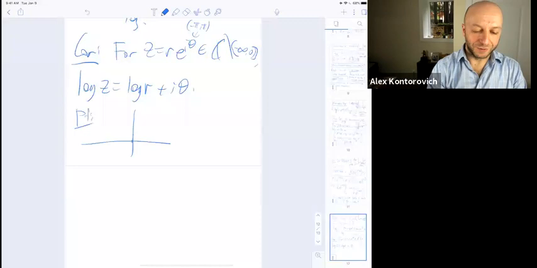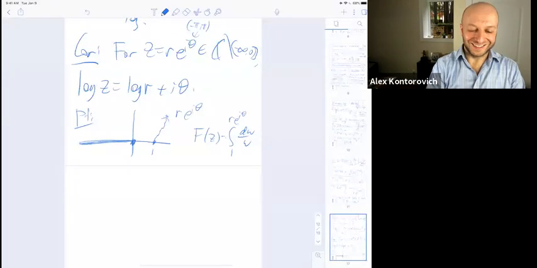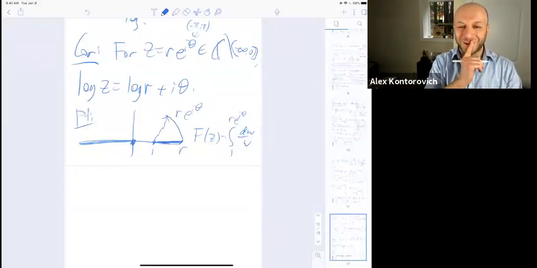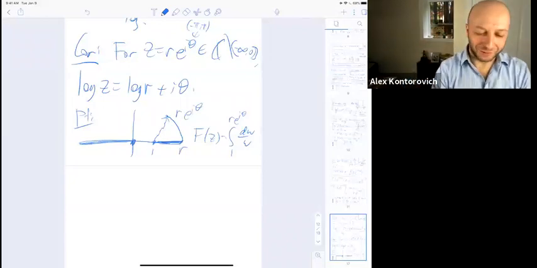So here's the slit plane. We're taking away 0 and the negative real line. And we have some point, which is r e to the i theta. And we're supposed to start at 1. So remember, big F of z, this log on omega, is the integral from 1 to the point r e to the i theta of dw over w. The right path to take is to first go horizontally over to r, and then go radially, rotating up to angle theta.